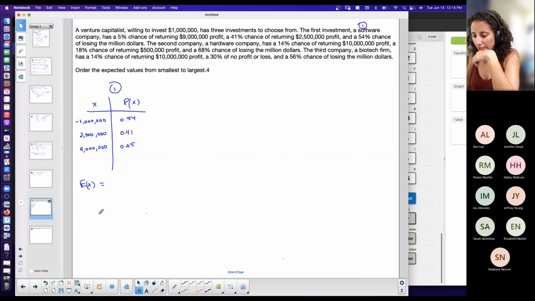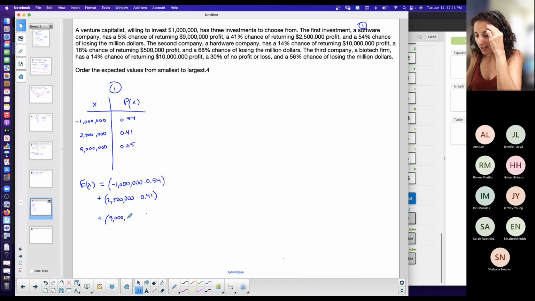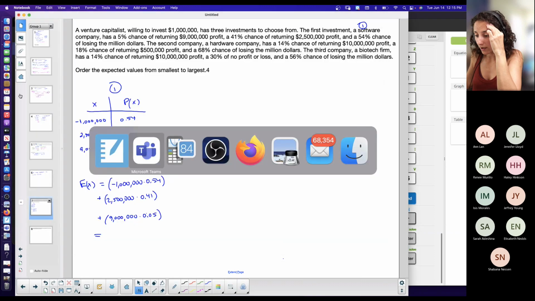The expected outcome for this, I'm going to multiply each of these and then add them up. So I'm going to have the negative 1 million times the 0.54. I'm just going to go plus. I'm going to go vertical because I'm going to do the other tables here too. The 2.5 million times 0.41. So I think doing it this way is a little faster too. Or the 9 million, 0.05 chance. Let's see what that is. Where's my calculator?